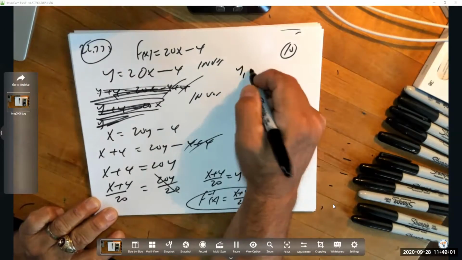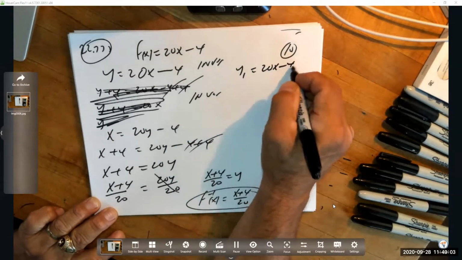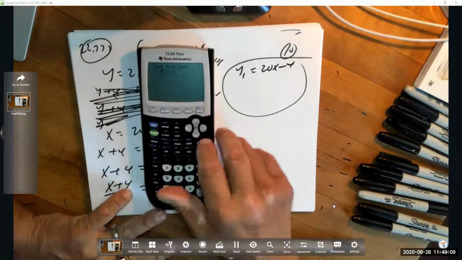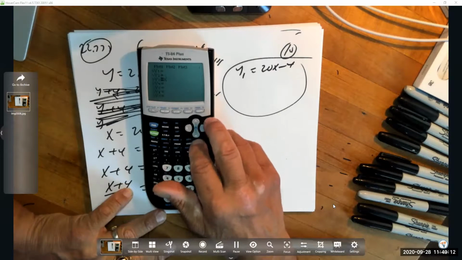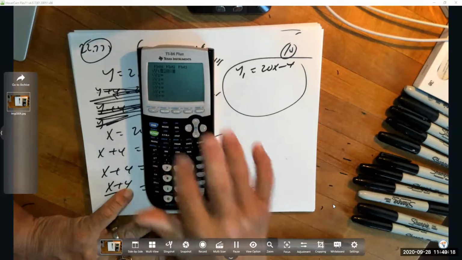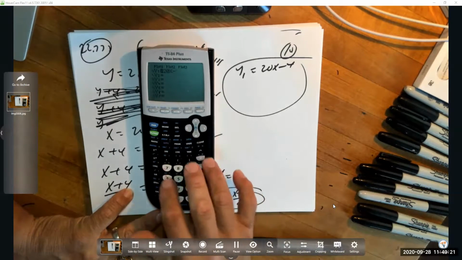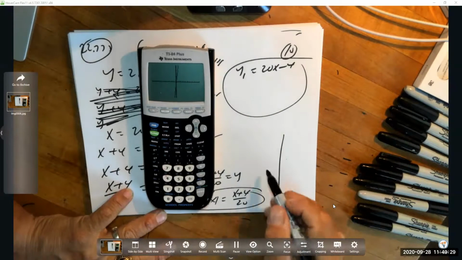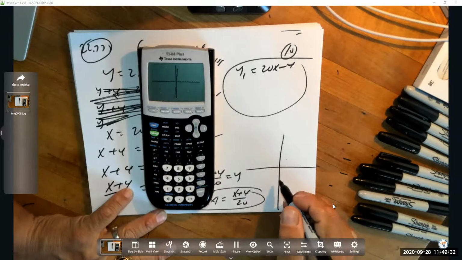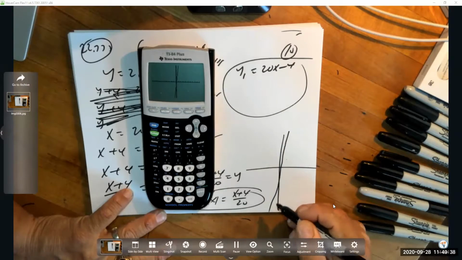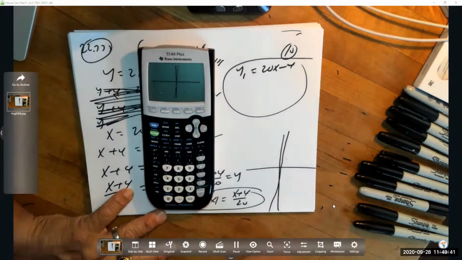All right, so y1, the original one, is 20x minus 4. Okay, let's just do this picture first. Ready? Put it in the machine. That's what it does. So I'll clear it, and now 20x minus 4. This is graph. Well, there is just a line going way up. This guy goes like this. Y'all get something like that? I mean, that's the picture I'm getting. Y'all see it in there?